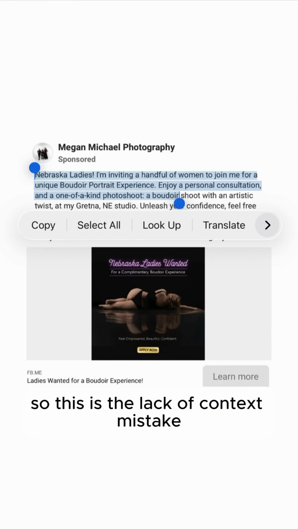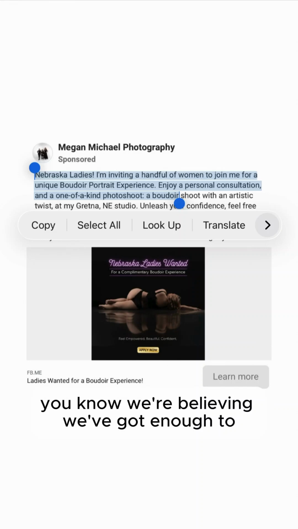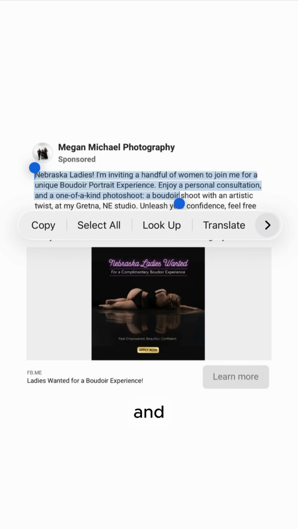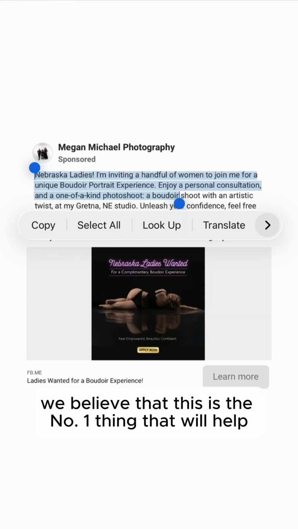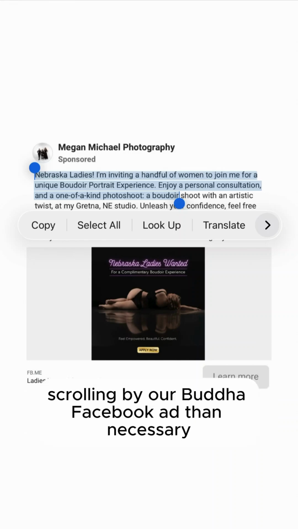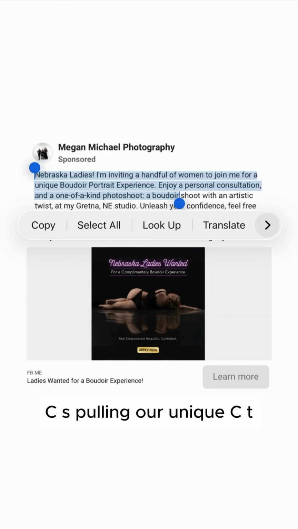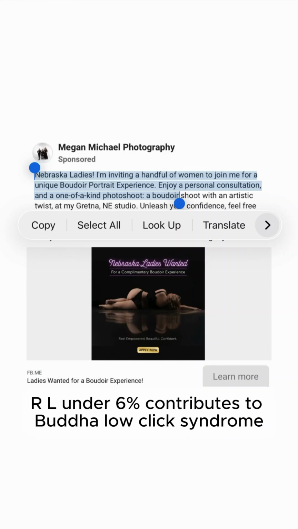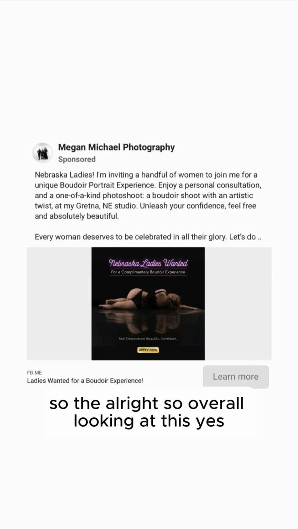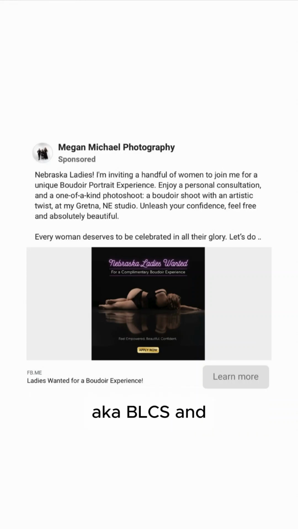So this is the lack of context mistake. The false belief that caused us to make this mistake is we're believing we've set the right context, and we believe that is the number one thing that'll help bring in buyers. But in fact, the way we have it right now, we're going to have way more women scrolling by our Boudoir Facebook ad than necessary. So our ad never even enters their brain. So this contributes to BLCS, pulling our unique CTRL under 6%. So all right, overall looking at this, yes, I do believe this has Boudoir low click syndrome, aka BLCS.